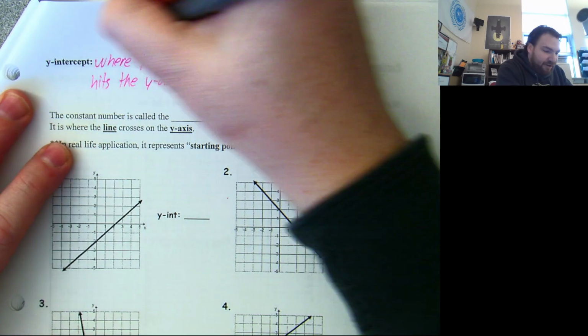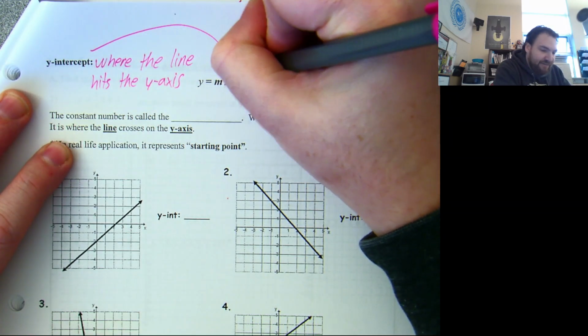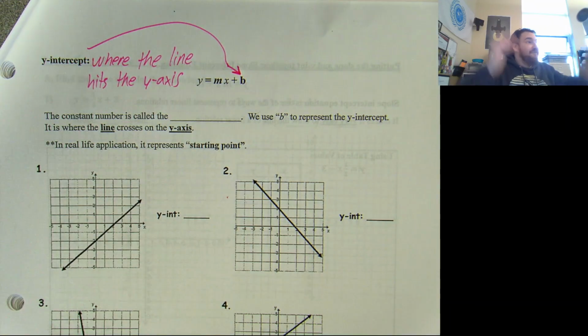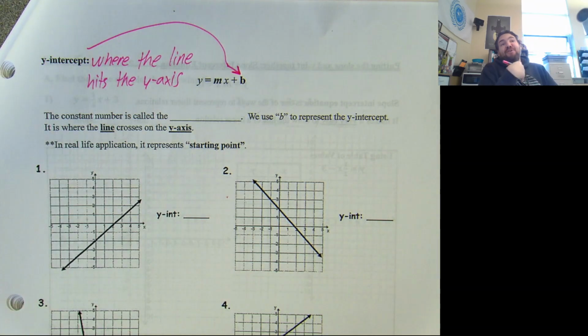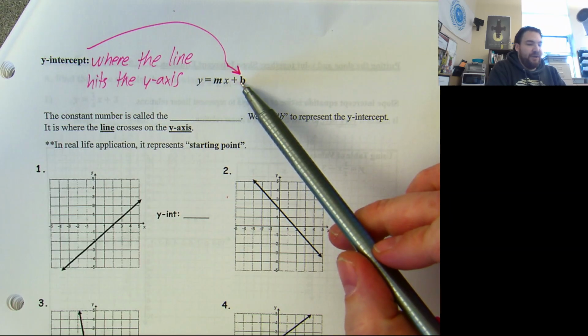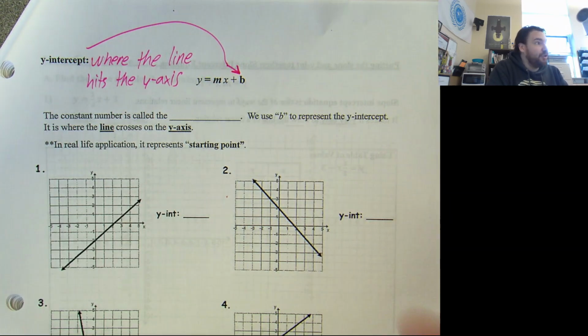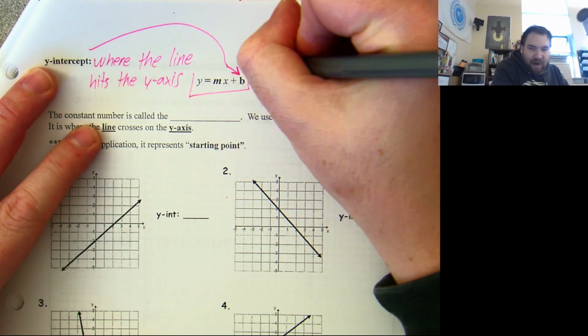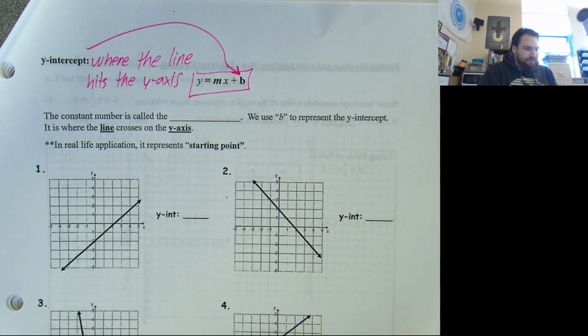We give it the letter B. For reasons I have no idea. I don't know why they chose the letter B, but they did. I've never questioned it. I just kind of accepted it. This is given the value of B. And so now we've got the whole equation. The whole equation is y equals mx plus b.